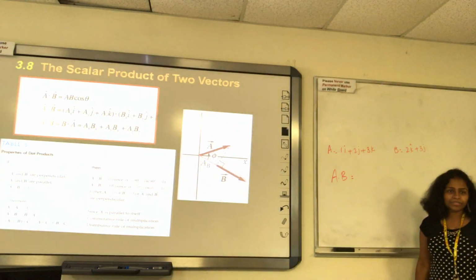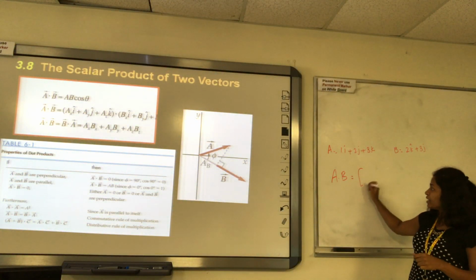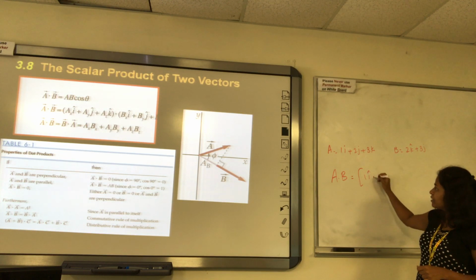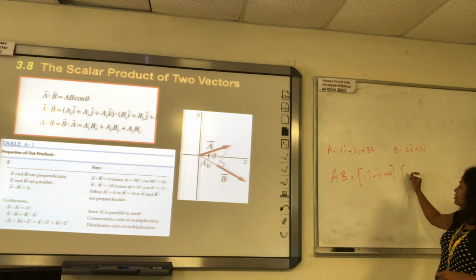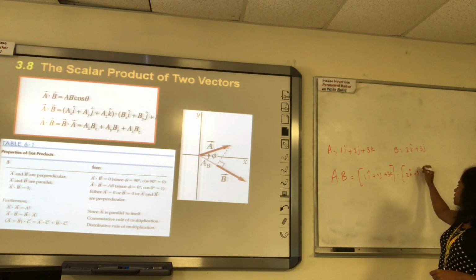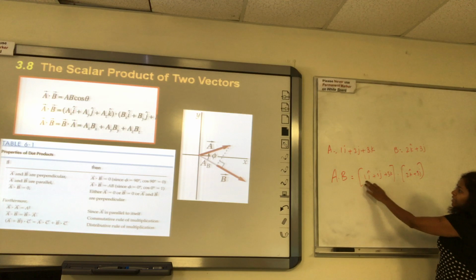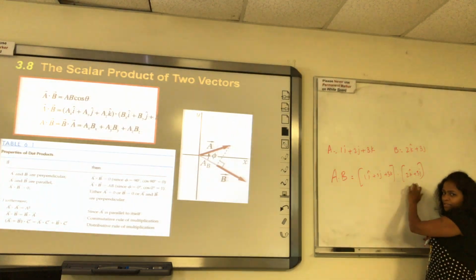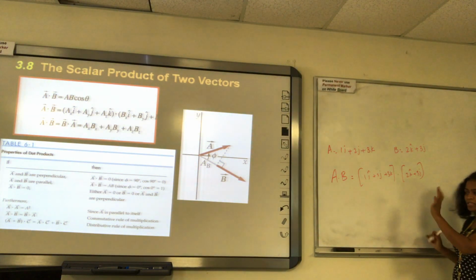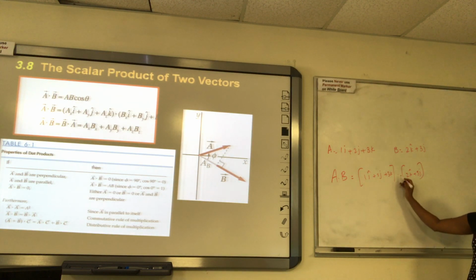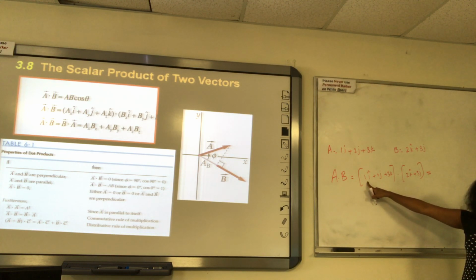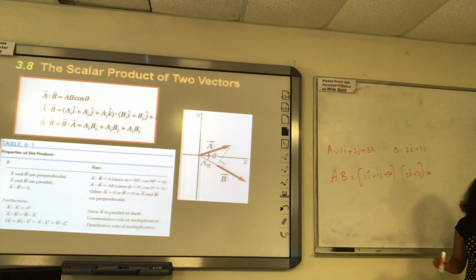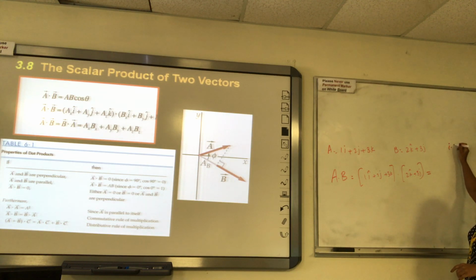So if you want to find this one right here, what you have to do is 1I, 2J, 3K dot 2K, 3J right there. So you're going to multiply the I things with I things and J things with J things and K things with K things, and you add them up. When you have a dot right here, I have to multiply I times I, which is I dot I.